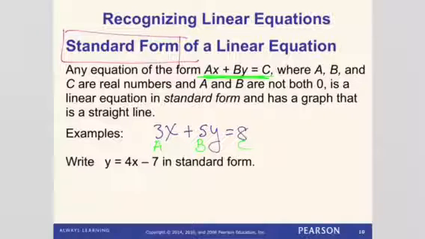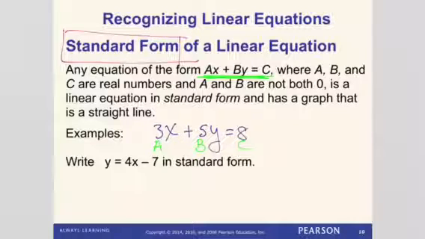So you'll notice that in the description here it says a, b, and c are real numbers, and a and b are not both 0. Because if they were both 0, then you'd have the x dropping out and the y dropping out, and you'd have 0 equals 8, which is not true.